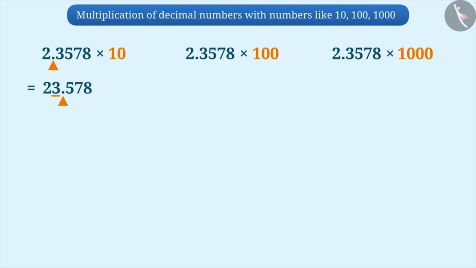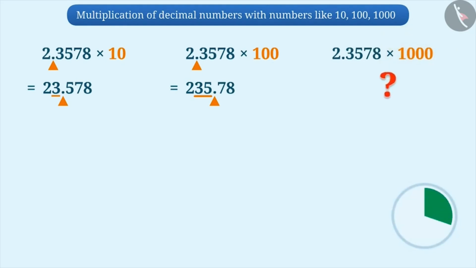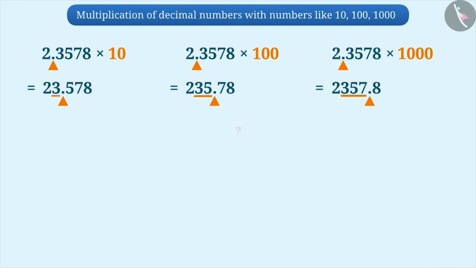Similarly, if we multiply 2.3578 with 100, then also digits in the number to be multiplied, that is 2.3578, and the digits in the answer are the same. But this time, the decimal point has shifted 2 places to the right side. Now can you obtain the value of 2.3578 multiplied by 1000 without carrying out multiplication? Think for a while. Absolutely correct. Here too, the digits will remain in the same place, but the decimal point will be shifted 3 places to the right side.